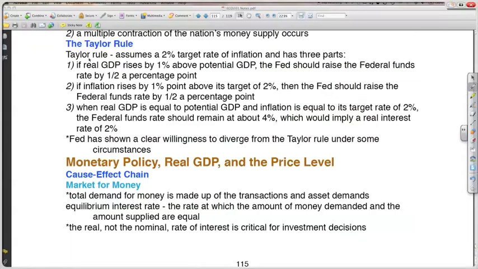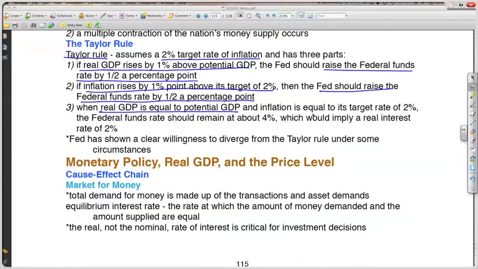This Taylor rule assumes that we have a 2% target rate of inflation. If real GDP rises by 1% above potential, then the Fed will want to raise the federal funds rate by a half percentage point. Remember, if they raise the federal funds rate, that's looking at reducing GDP, or making real equal to potential. If inflation rises by 1% above the target of 2%, then the Fed should raise the federal funds rate by half a percentage point, again trying to slow down or contract the economy. When real GDP is equal to potential GDP, so inflation is equal to its target rate of 2%, then the federal funds rate should remain about the same, at about 4%. So there is no change in the federal funds rate.